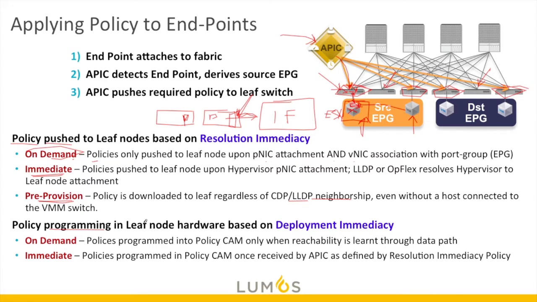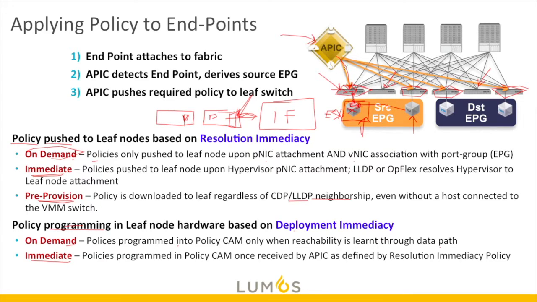Policy programming in leaf node hardware based on deployment immediacy. So that's programmed into the actual TCAM space or ACL space, depending on what it is. On demand, policy is programmed into policy CAM only when reachability is learned through the data path. So that's on demand. And immediate means policies are programmed into policy CAM once received by the APIC as defined by the resolution immediacy policy.